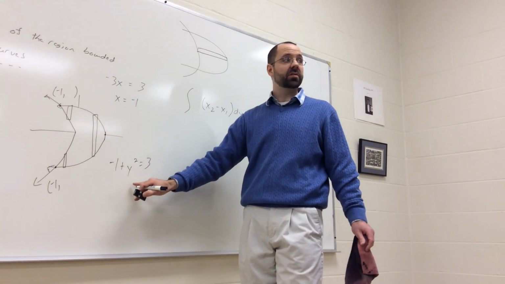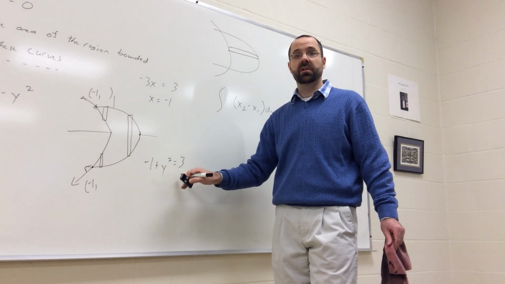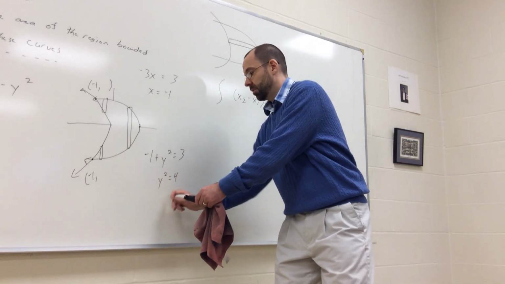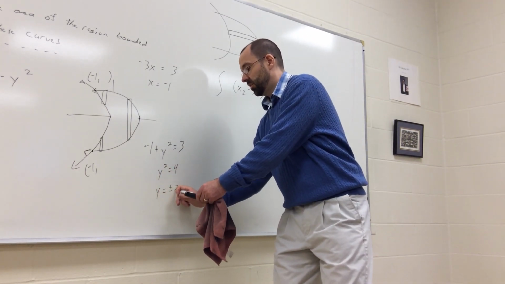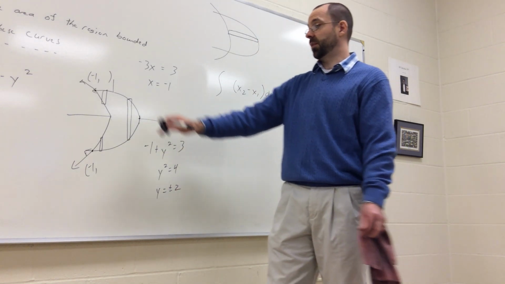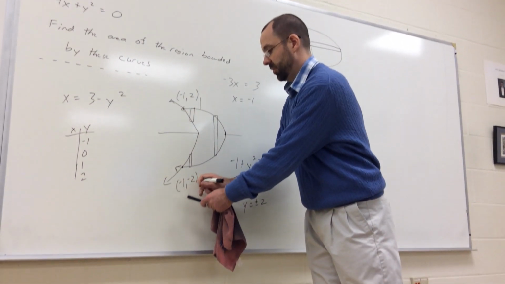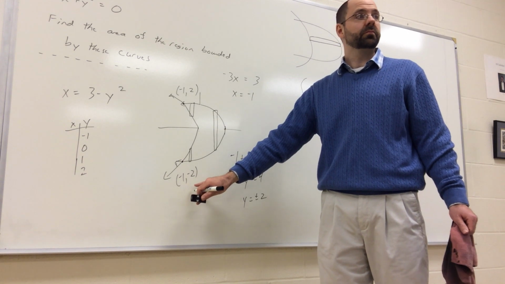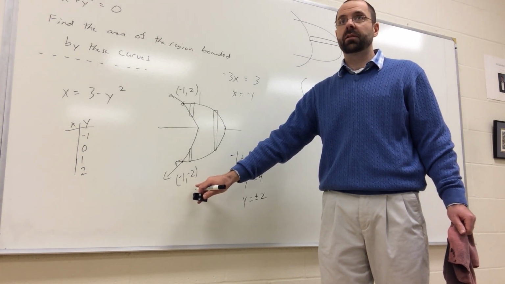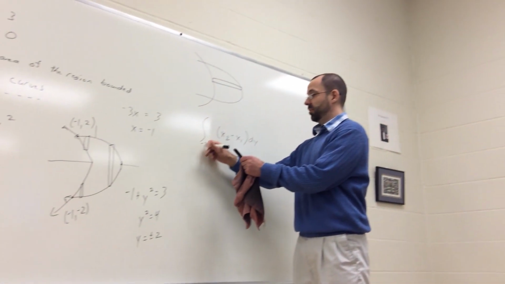Negative 1 plus y squared is 3. Add the 1 to the other side, so y squared is 4. So then y is positive negative 2. So that means this point is negative 1, positive 2, and this point is negative 1, negative 2. And then that means that these bounds are negative 2 to 2.